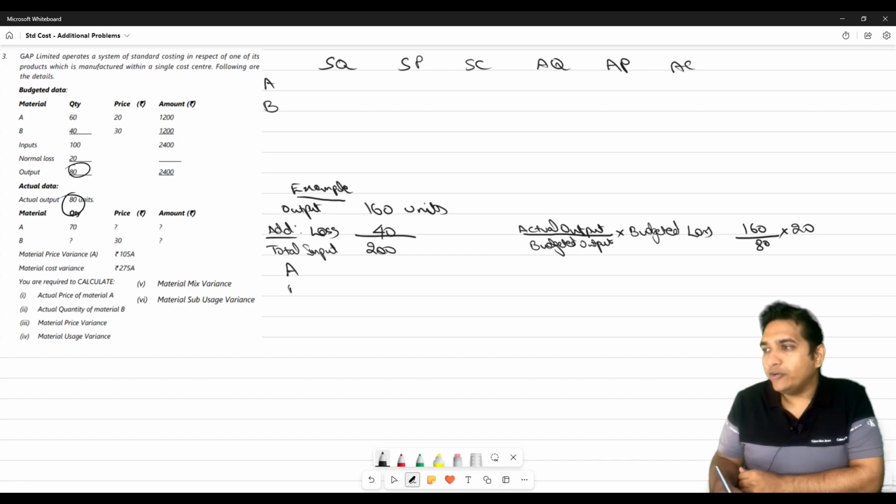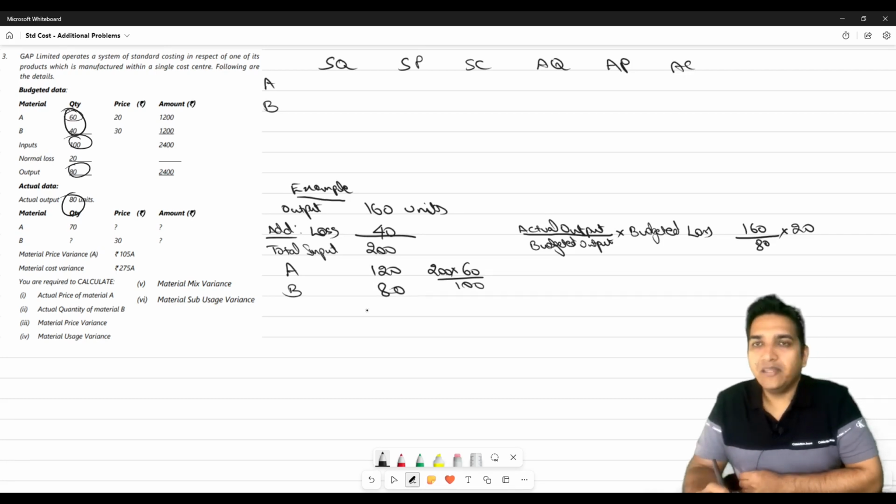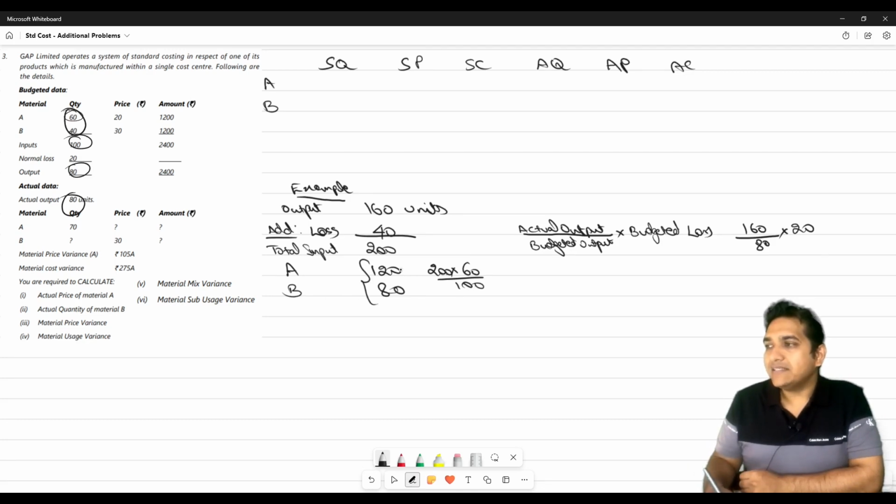Now for input of A and B, we will take the ratio of budget. So if my budgeted input is 100 and budgeted input of A is 60, how much will be my actual input of A? So how we will take that is 200 into 60 divided by 100, which will come to 120, and this will come to 80, right? This is how we will calculate our standard. So this is my standard quantity for A and B.